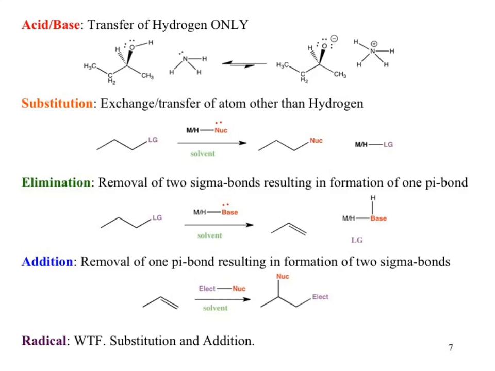So within these, what's happening? That very first one, an acid-base. What's happening in an acid-base? The only thing that's changed location is a hydrogen. So it's a transfer of a proton or a hydrogen ion between two of these.